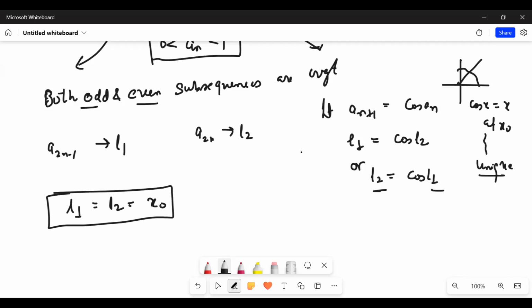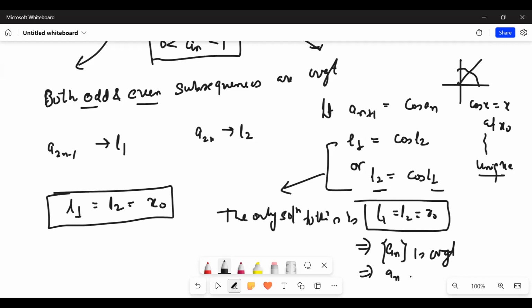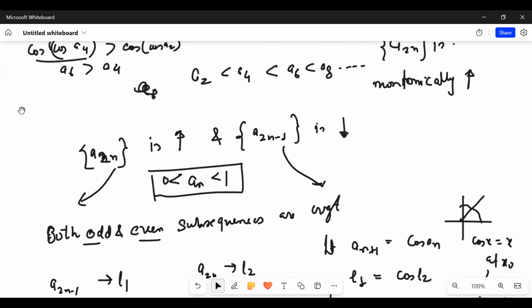So I can say that, yes, indeed, there is a solution to this. The only solution to this is what? That both L1 is equal to L2 is equal to x naught. So if both the odd and even subsequences are converging to the same limit, then it implies that an is convergent, and it also converges towards what? The same limit, which is x naught, which is the unique root of cos x equal to x. So I hope I've been able to give you a little bit of a glimpse of how to use subsequences.